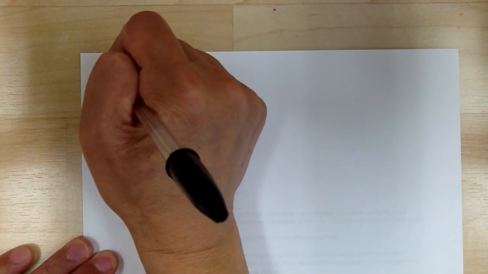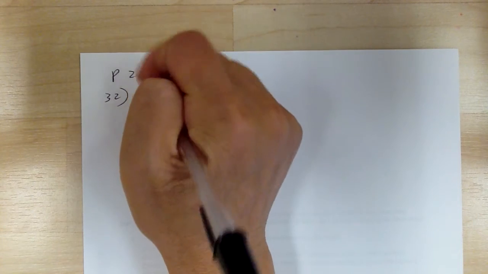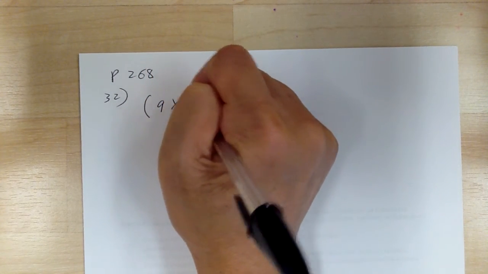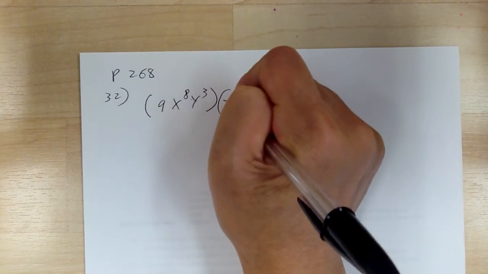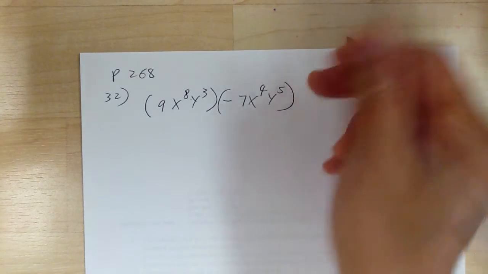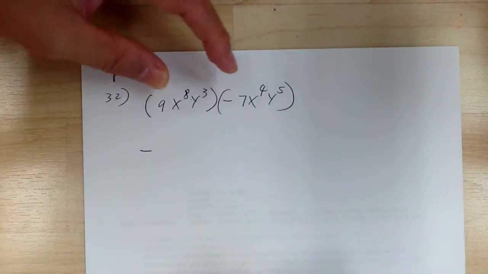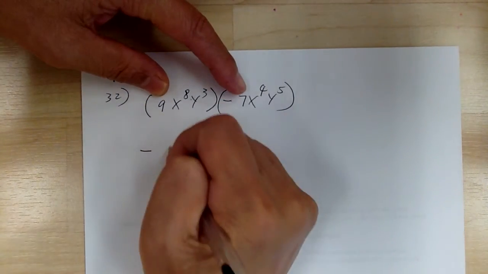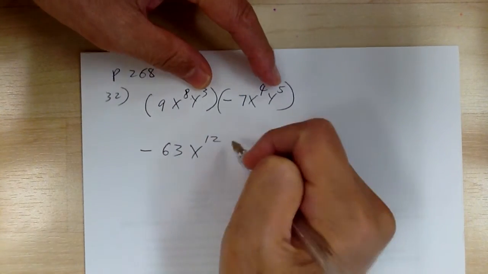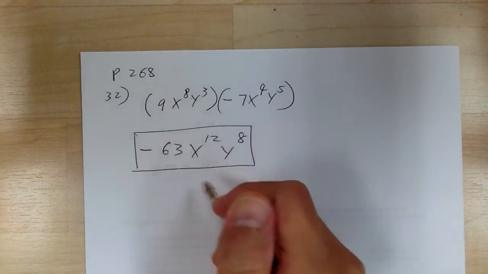Okay, let's go to 32. 9x to the 8, y to the 3, times negative 7x to the 4, y to the 5. So again, when you multiply, first you take care of the sign. So positive times negative is negative. Then you go down the number, 9 times 7 is 63. Then you go down the alphabet, so it'd be x to the 12, and the y would be y to the 8. And that's it. So make sure you know how to multiply.